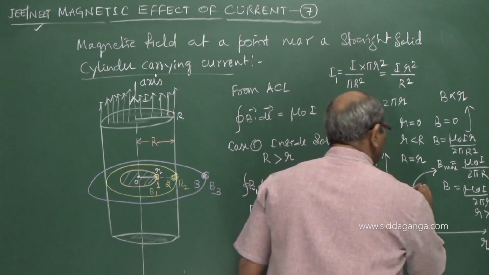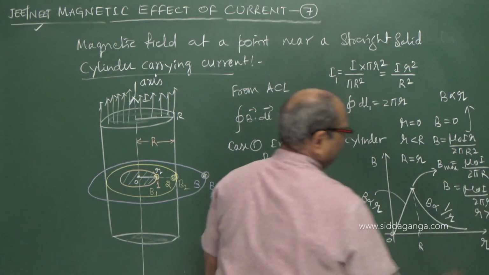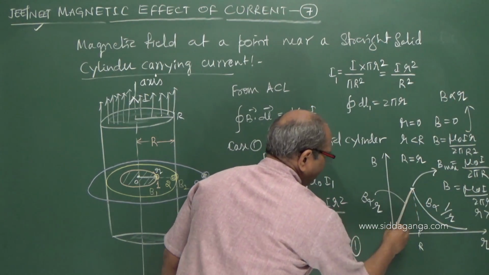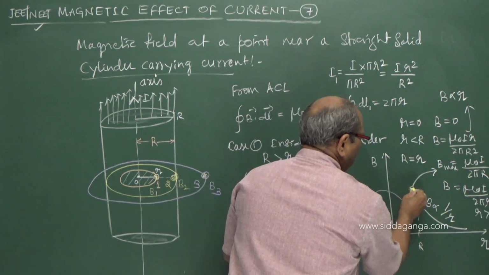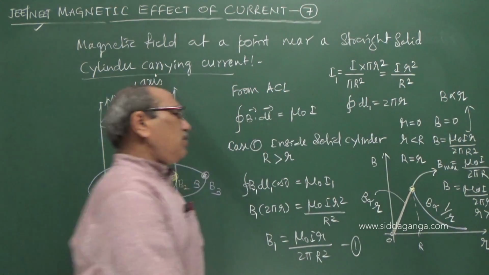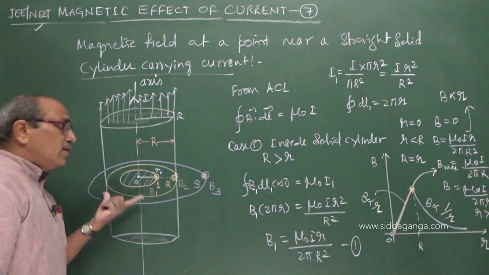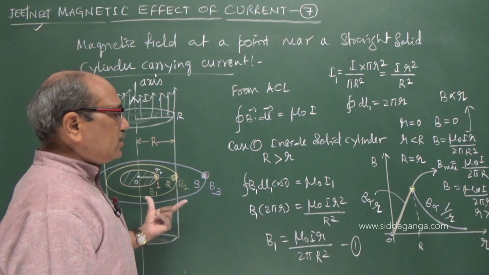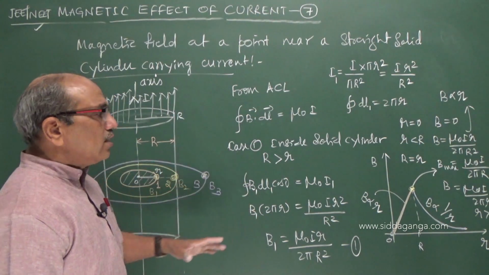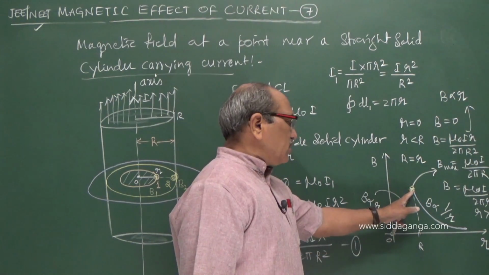It acts like a thin wire. Already we derived this, for which we come to know B is inversely proportional to r. This is the curve. For any point inside you observe this. At the surface it gets the maximum value, and outside it goes on decreasing. See the curve nature, how the magnetic field varies in the case of a solid cylinder. At the center, along the axis, B is 0, and it is maximum at the surface.